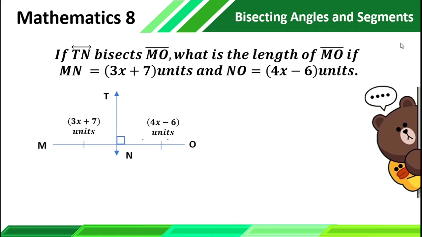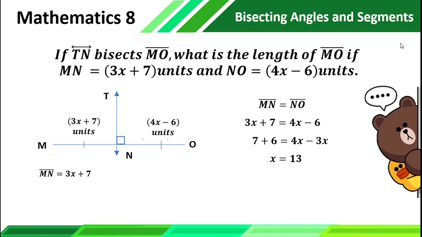We know that line PN is a perpendicular bisector. So we can say that line segment MN is also equal to line segment NO. To find the length of line segment MO, we need to find first the value of x. So we can say that 3x plus 7 is also equal to 4x minus 6. Combine like terms, so we have 7 plus 6 is equal to 4x minus 3x. When we simplify it, our value of x would be 13.